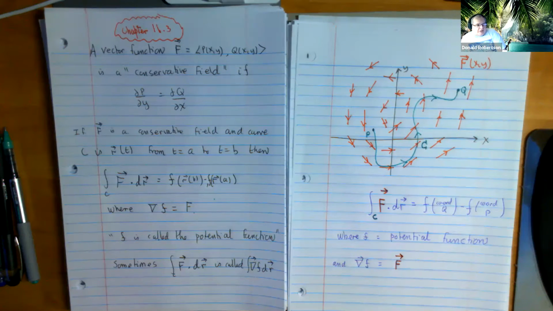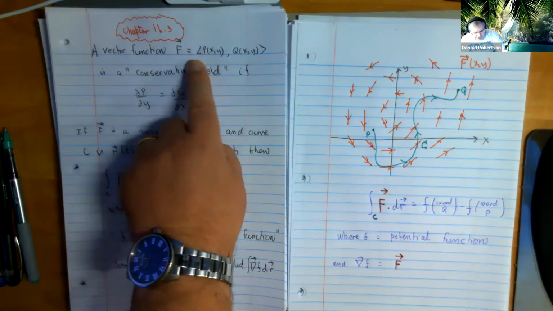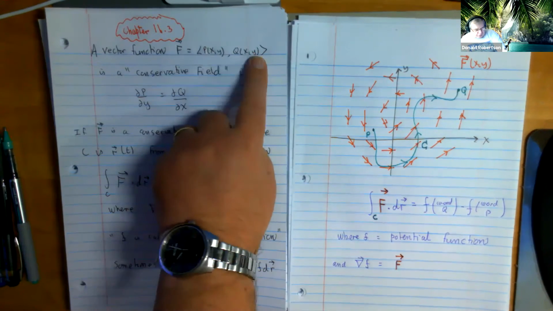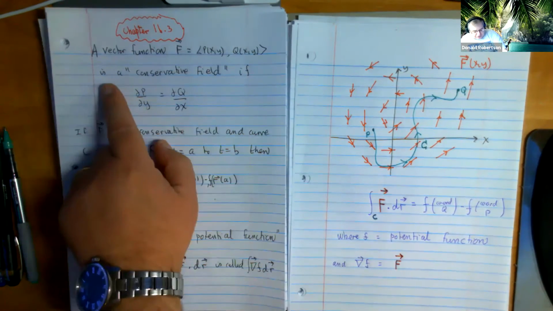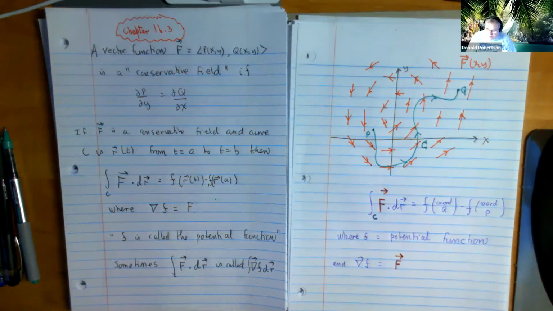What you're looking at here is a vector function where we call this guy P and we call this guy Q, and both of them are functions of X and Y typically. And it's a conservative field, which is, sorry, I'll take the mute just to save some background sounds.